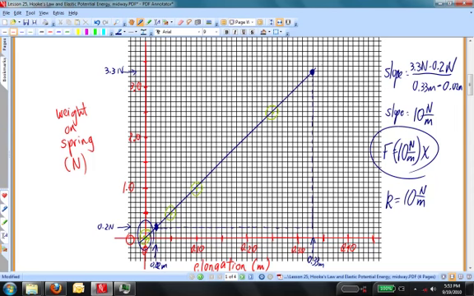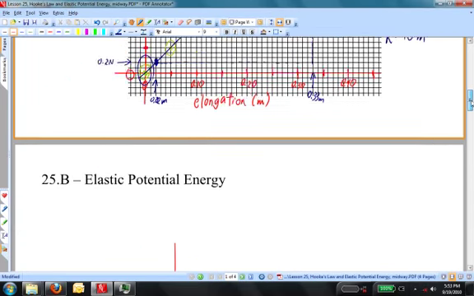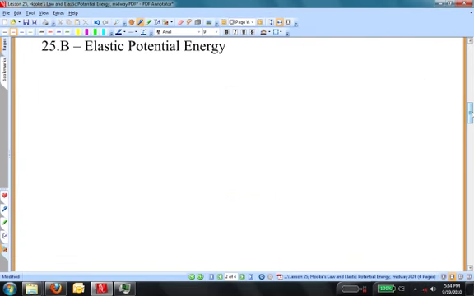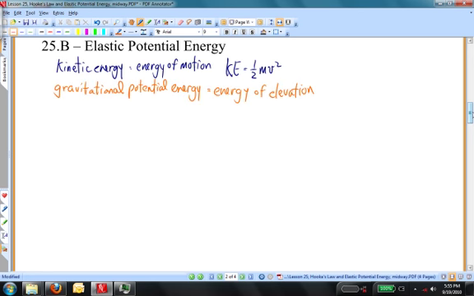We're now ready to move on to the next part of this lesson, which has to do with elastic potential energy. We've talked about energy before. We've dealt with kinetic energy. Kinetic energy is the energy that an object has as a result of its motion, and the kinetic energy is 1/2 mv squared.